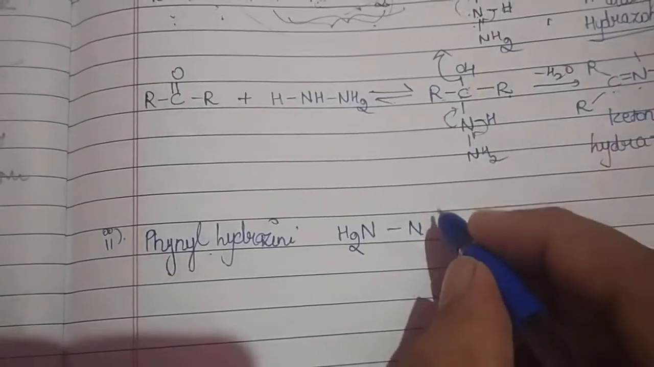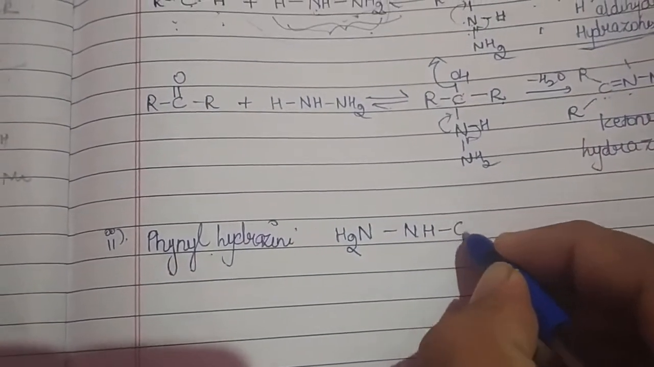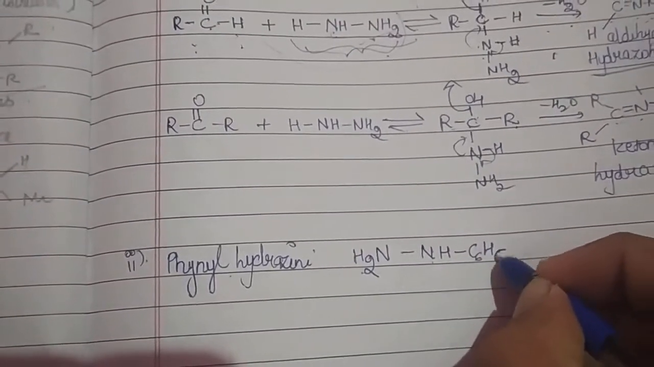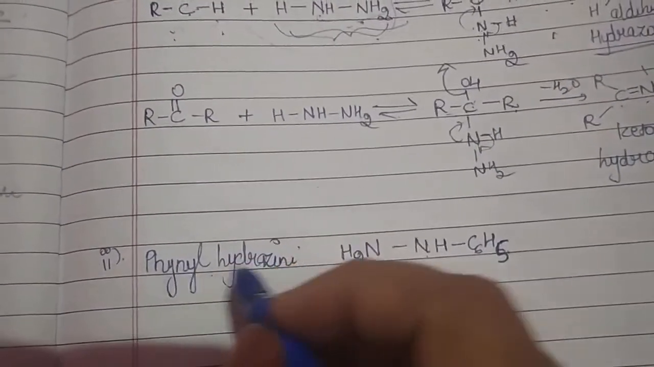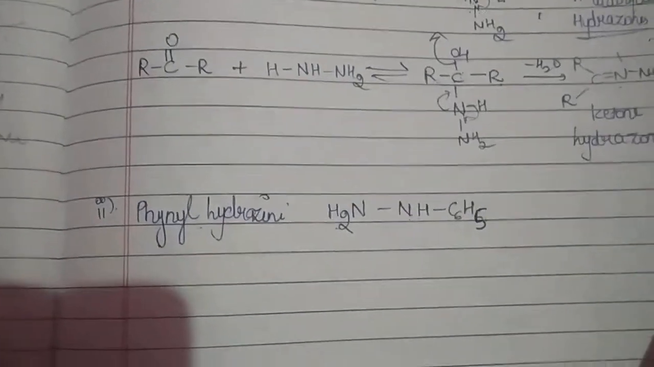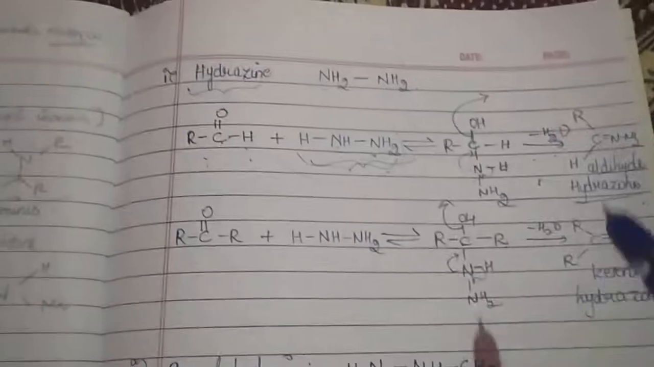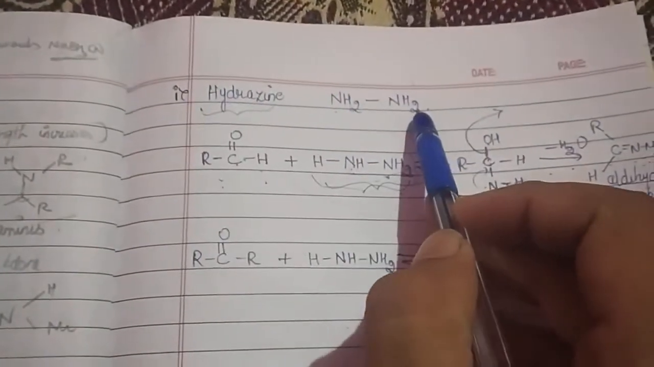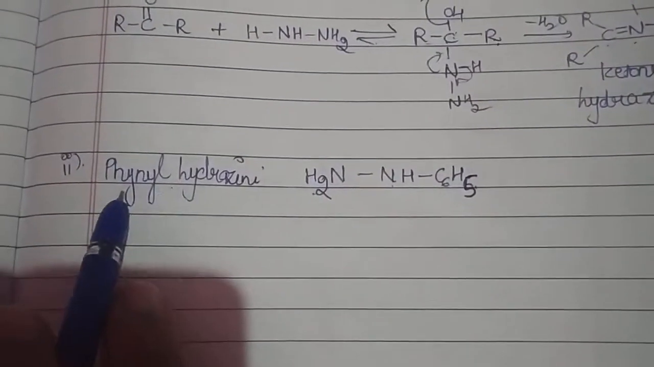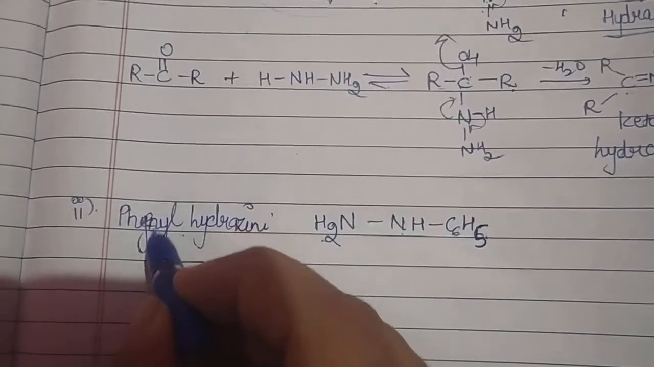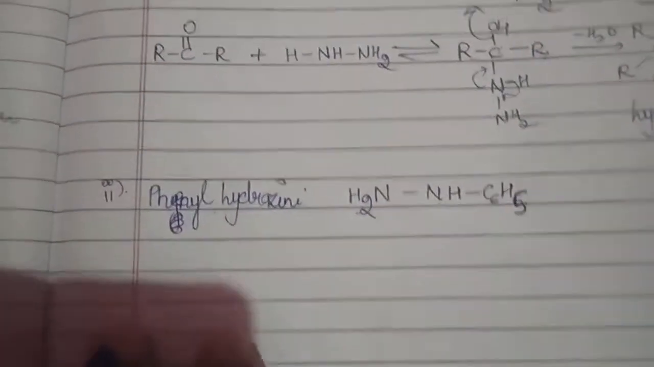Is that clear? So how will we have the formula? NH2 NHC6H5 is called as what? Phenyl hydrazine. I repeat, how we are writing NH2 NHC6H5. That's a major difference. The same formula, but one of the hydrogens is replaced by your phenyl group. So hence the name phenyl hydrazine.